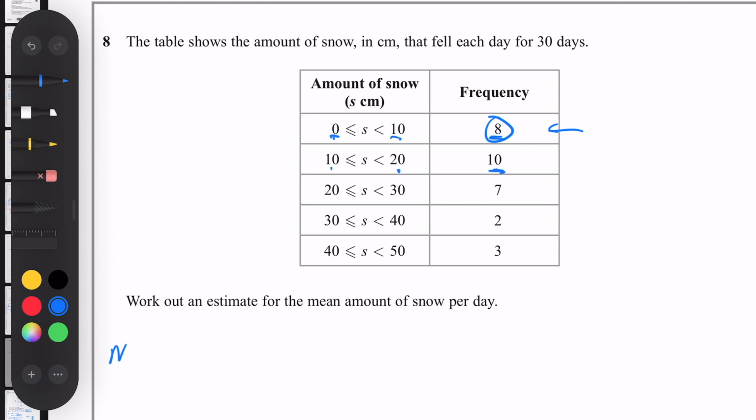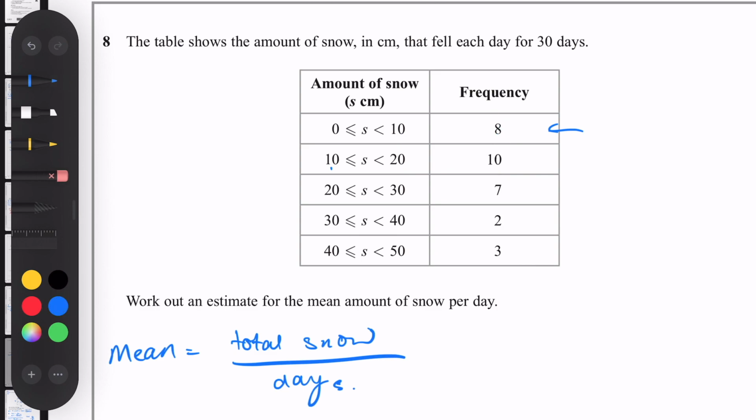The mean is like the average, and so it's the total amount of snow, and you're going to divide it by the number of days. We don't know how many centimetres of snow it snowed for those 8 days, so what we actually do is we find the midpoint between 0 and 10. So we're going to pretend that it was 5 centimetres of snow every day for 8 days. Then we're going to pretend it was 15 centimetres of snow, and then for this one we're going to pretend it's 25 and 35 and 45 centimetres.